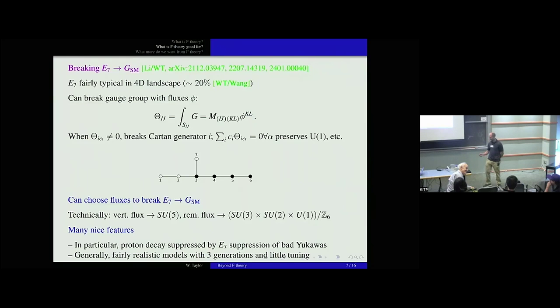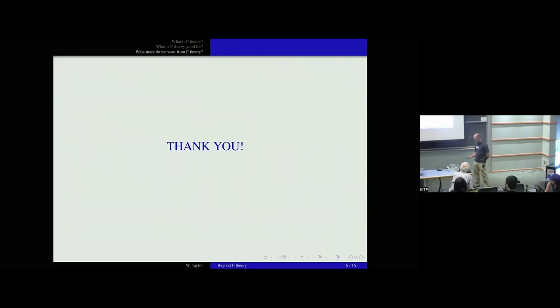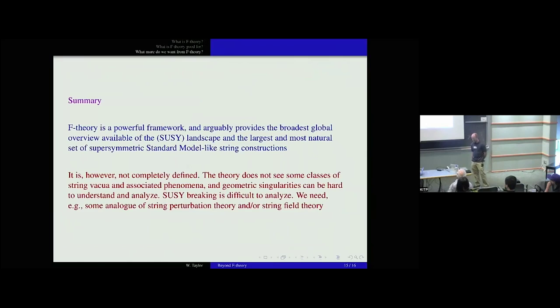Great question. I think at the end, I said something about SUSY breaking is difficult to analyze. I would love to understand how to think about non-SUSY vacua in F-theory, but I really don't know. It's a great question. That's one of the limitations: the power comes from holomorphy and algebraic geometry, and the limitations come from the fact that we don't quite know yet how to systematically go beyond that.